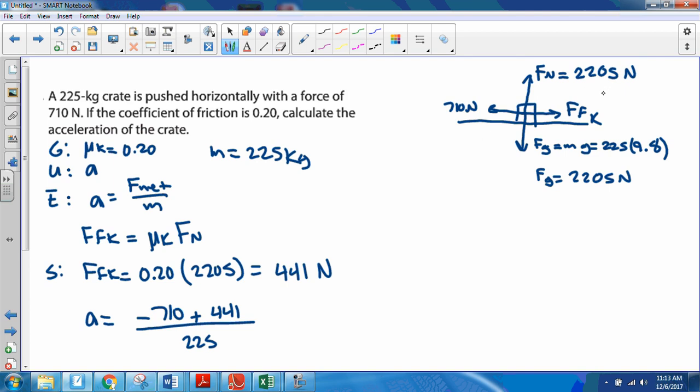Remember, in this direction, up and down, Fn and Fg canceled themselves out. And the question was in mass.